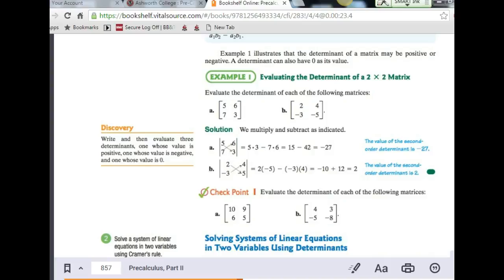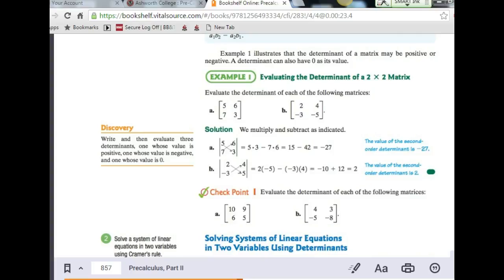Hello, we are looking at Pre-Calculus Part 2. This is in Section 8.5, Example 1, found on page 857. This is simply to remember how to evaluate the determinant of a 2 by 2.